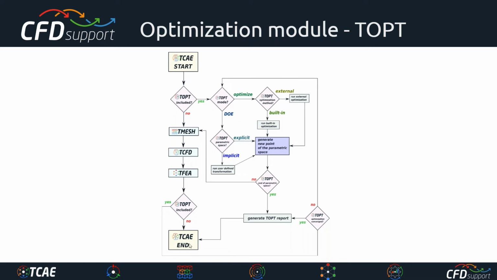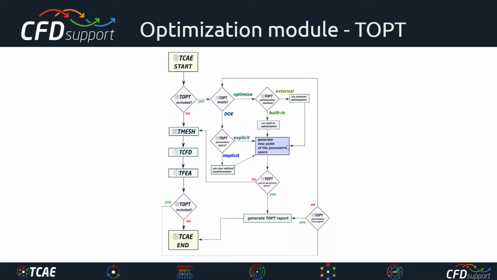Now, when the optimization is involved, we have the Opt, which, if it is included in the workflow, does some decisions. For example, you can go DOE, design of experiment, or you can go purely optimize. There are also some other decisions to make, whether you use the external optimization tool or the built-in optimization tool. Or if you go for DOE, then you decide if you know the parametric space already, or you want to explore it, find it along the way.